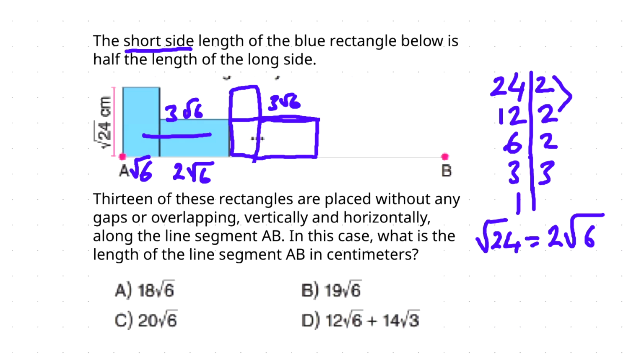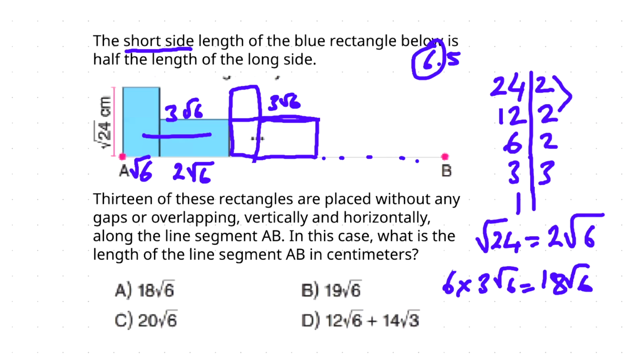So this is gonna keep going like this. But when you divide 13 by 2, you know that this is gonna be 6 and 1/2. So there will be 6 times that we will have 3 root 6. So if you multiply 6 times 3 root 6, you will have 18 root 6. Is that the answer? Can I just go ahead and select the choice A?